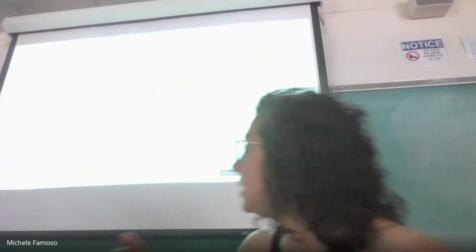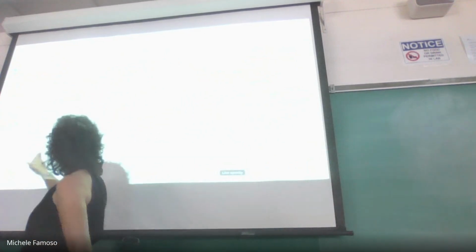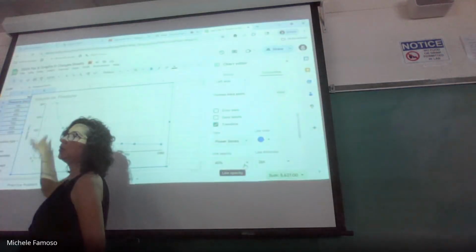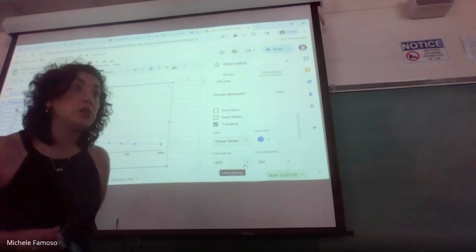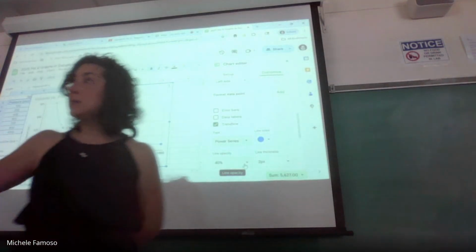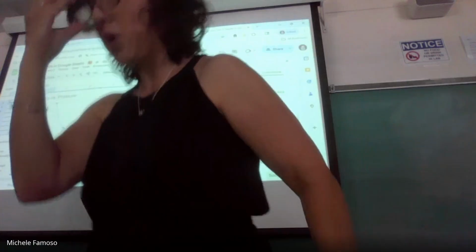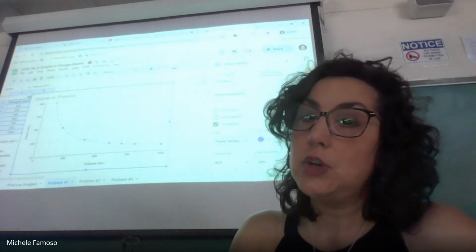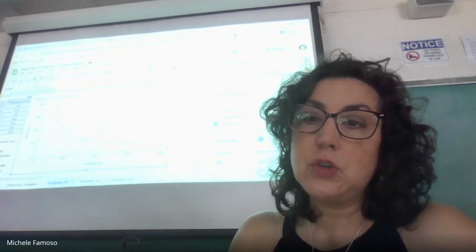That fits it beautifully. Some of you may have a vertical line here, blue vertical line. That's the asymptote. It's showing you what it's trying to approach as an asymptote. Close your chart editor, scoot your graph over, drag and drop it, and then come down to your trend line type and type in the type. We said that was power series.